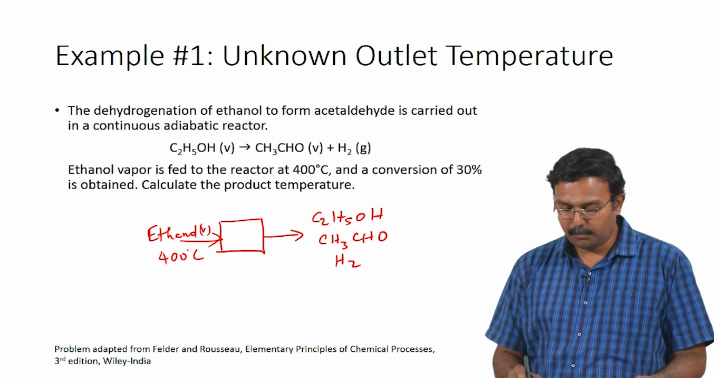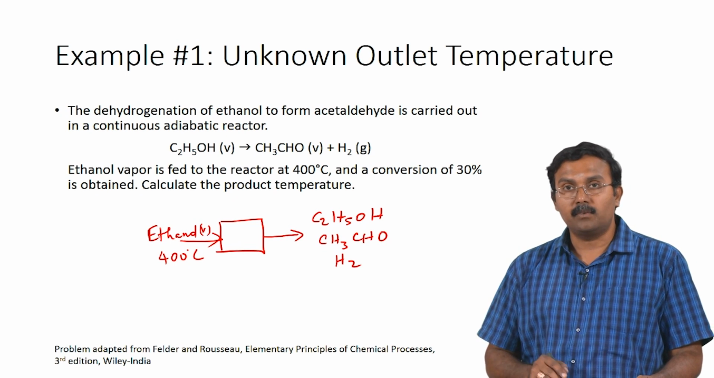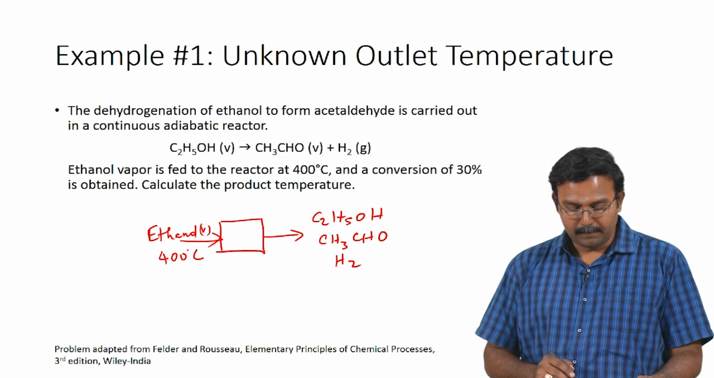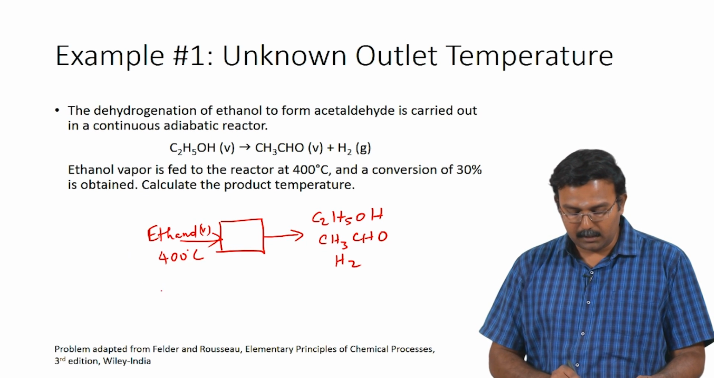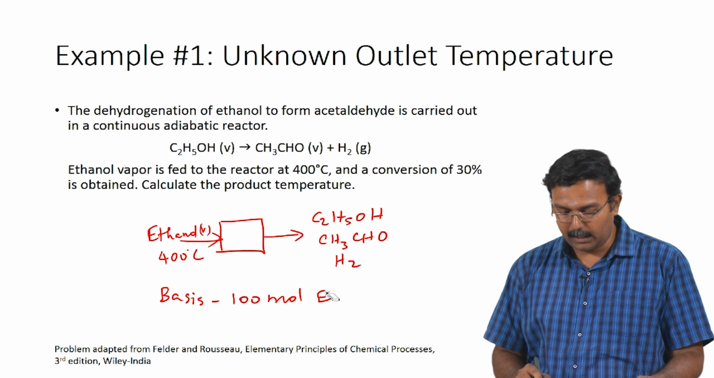All these components will be leaving the system. We now need to identify the molar flow rates for each of these components. So, let us assume a basis for performing these simple material balances. We will assume that 100 moles of ethanol is entering the system. We will just call this 100 moles of C2H5OH in feed.